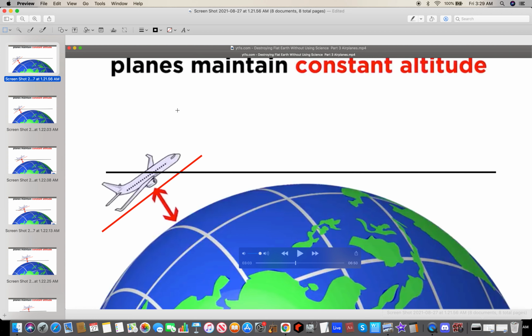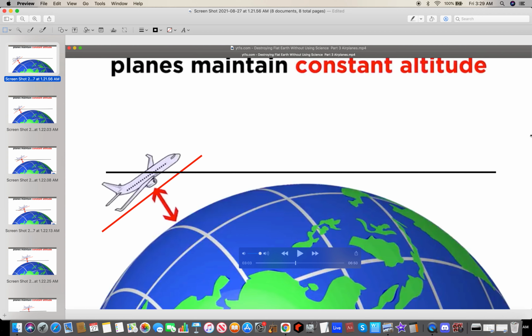So he has this thing in his video where he's showing this plane flying around this globe Earth. And he's like, planes maintain constant altitude. Yes, they maintain a constant altitude. What has that got to do with flying around a curved surface? Nothing, right? They have to maintain a constant altitude across a flat plane, right? It doesn't matter. It doesn't prove that you're flying around a globe or you're flying across a flat plane.